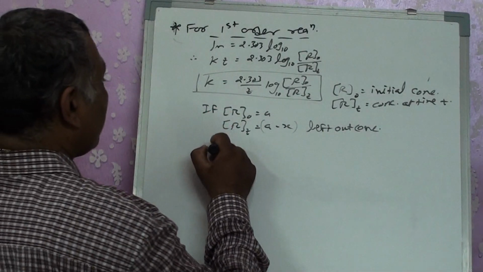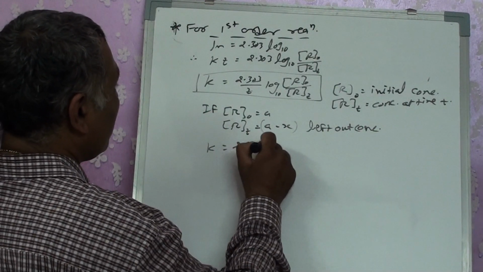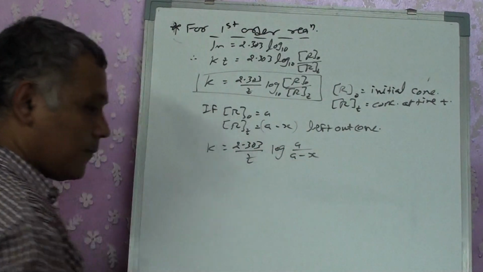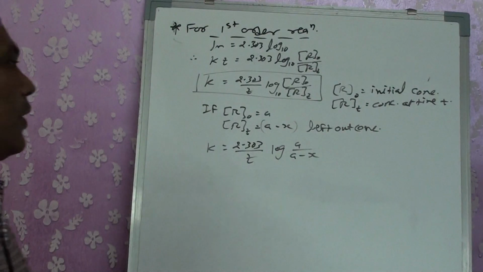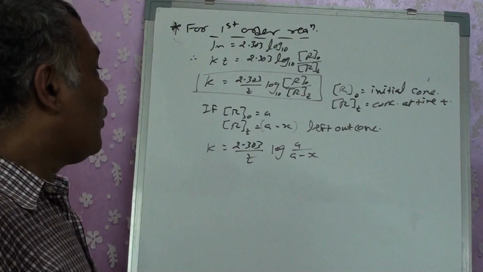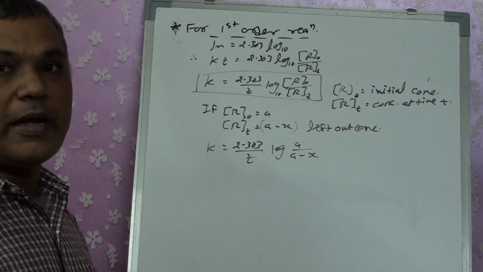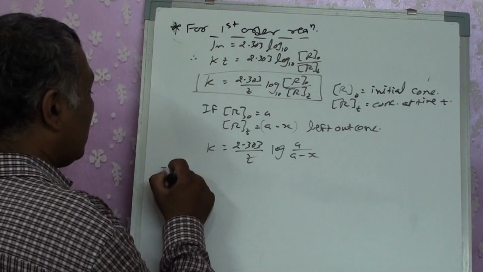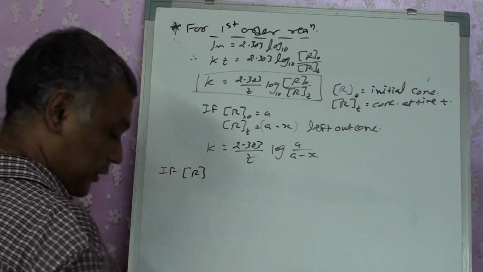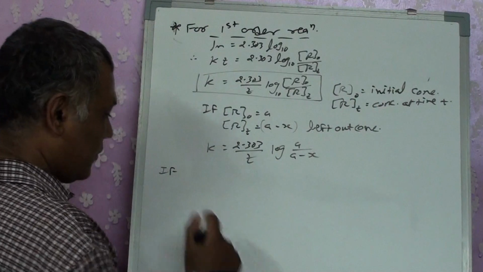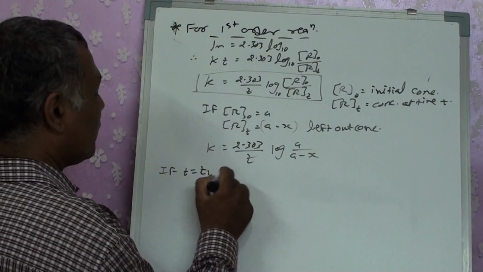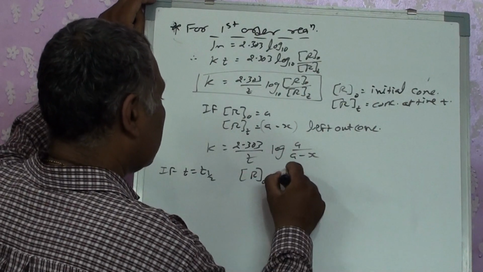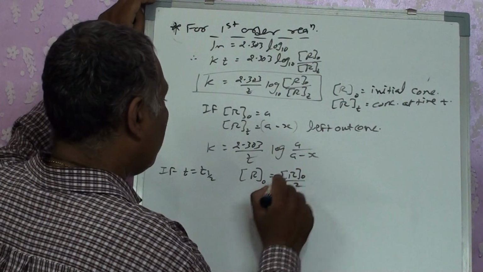So this can also be written as K is equals to 2.303 by T log of A upon A minus X. Right? Okay. Now this is again going to give me a half-life to be calculated from it. So let's take it as half-life. If T is taken as T half, then R naught will become R naught by 2.